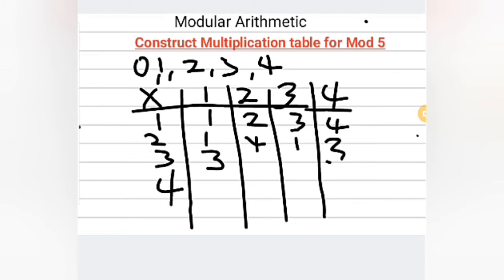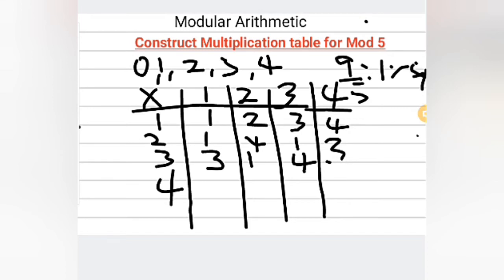1 remainder 1. 3 multiplied by 3 now gives what? That gives us 9. So 9 divided by 5 gives what? 1 remainder 4. Sorry for the handwriting, please. So it gives what? 4, which is the remainder.